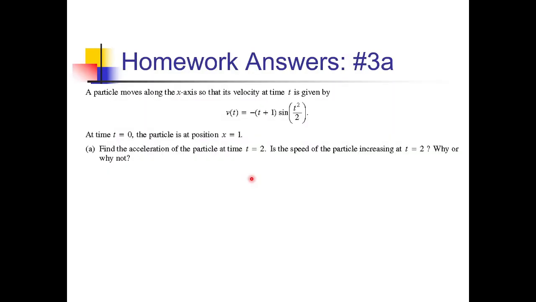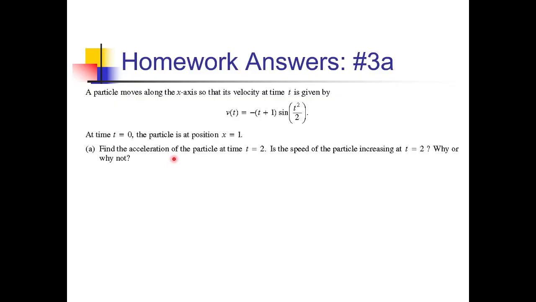For this calculator-based free response problem, we have a particle moving along the x-axis so that its velocity is given by this weird-looking linear, trigonometric, quadratic sort of hybrid function. And they're telling us that at time 0, the particle is at position x equals 1. So they want us to, for the first part, find the acceleration of the particle at time 2, and then determine if the speed is increasing or decreasing at time 2, and then why or why not. So let's answer this one piece at a time.